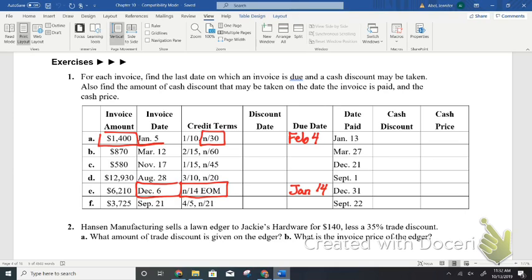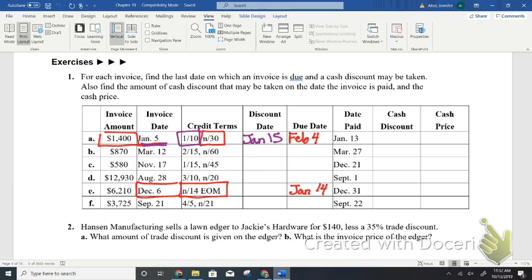The other piece of information you see here, before the commas, some of them have a second entry. So this 1/10 means that if they pay their bill within 10 days of the invoice date, then they get a 1% discount. So 10 days after January 5th would be January 15th. So if this company were to pay their bill by January 15th, they'd get a 1% discount.